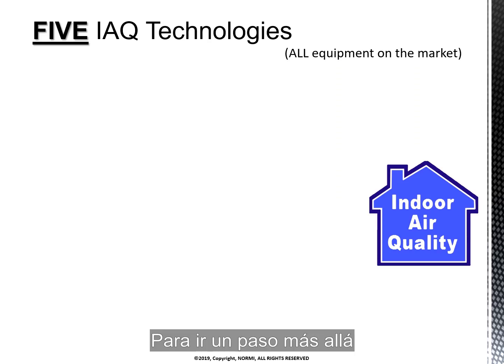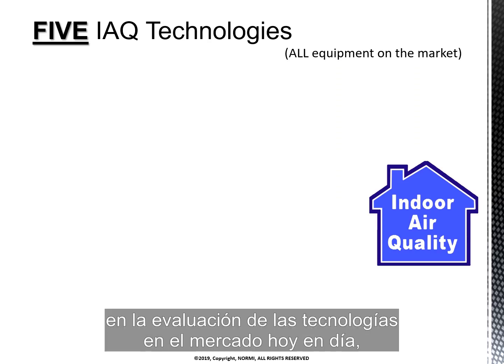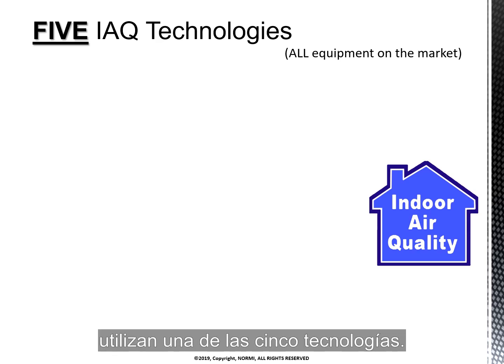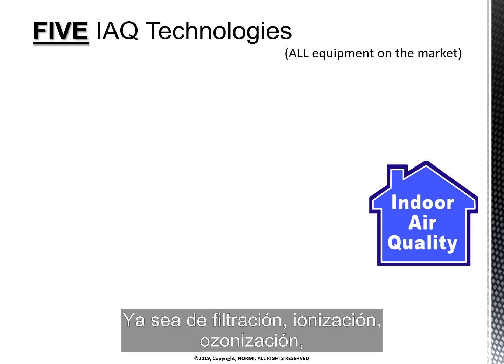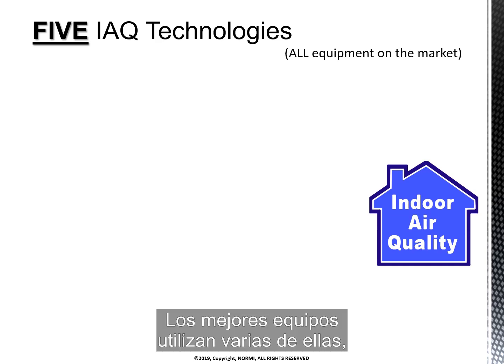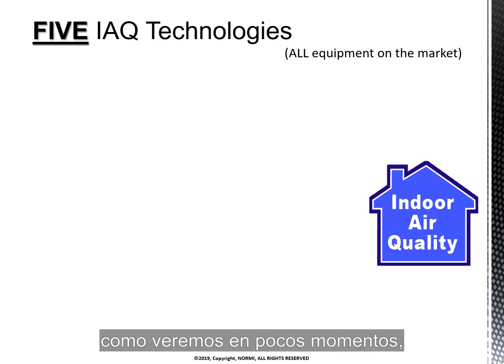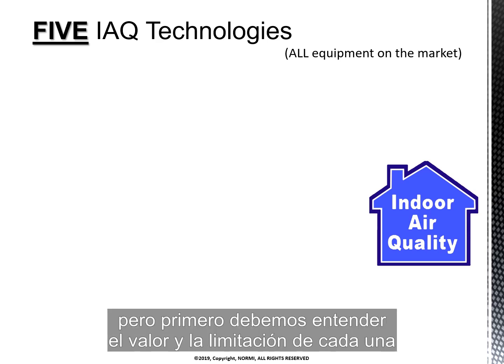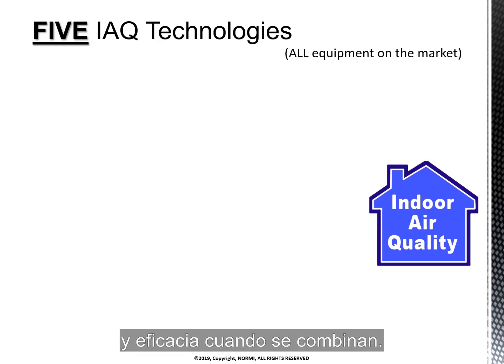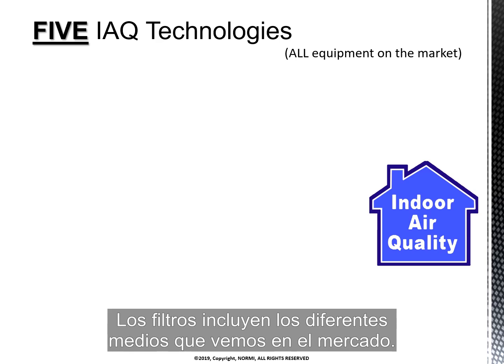To take this a step further in evaluating technologies on the market today, all of the equipment on the market today utilizes one of 5 technologies: either filtration, ionization, ozonation, ultraviolet, or ultraviolet with target plate. The very best equipment utilizes several of these, as you'll see in a few moments, but we must first understand the value and limitation of each before we have a clear understanding of the efficiency and effectiveness when these are combined. Filters would include all of the different media that we see in the market.